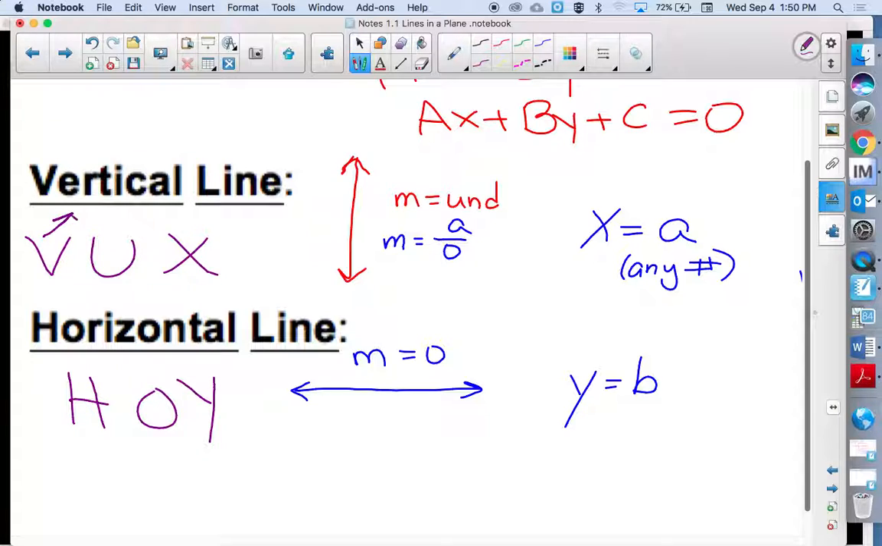A vertical line has an undefined slope, and the equation is in x equals form. So Vox: vertical, undefined, x equals. Hoi, like ahoy matey, we have a horizontal line. My slope is 0, and my equation is in y equals form. So every horizontal line has a slope of 0, which means my equation has to be y equals. So the slope of 0 is going over the horizon.